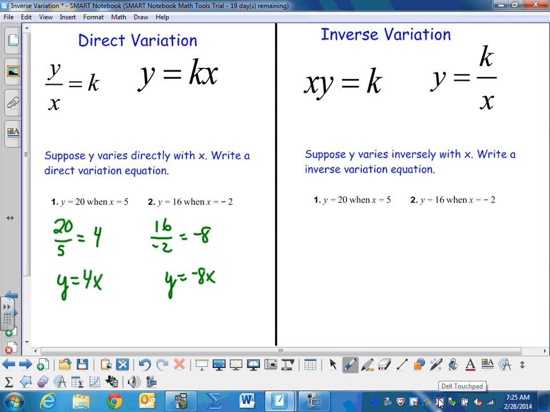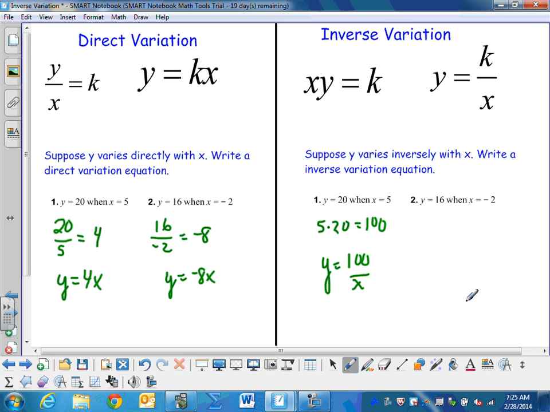So suppose y varies inversely with x. Write an inverse variation equation. So number 1, y equals 20 and x equals 5. So 5 times 20 equals 100. So my inverse variation equation is y equals 100 divided by x.